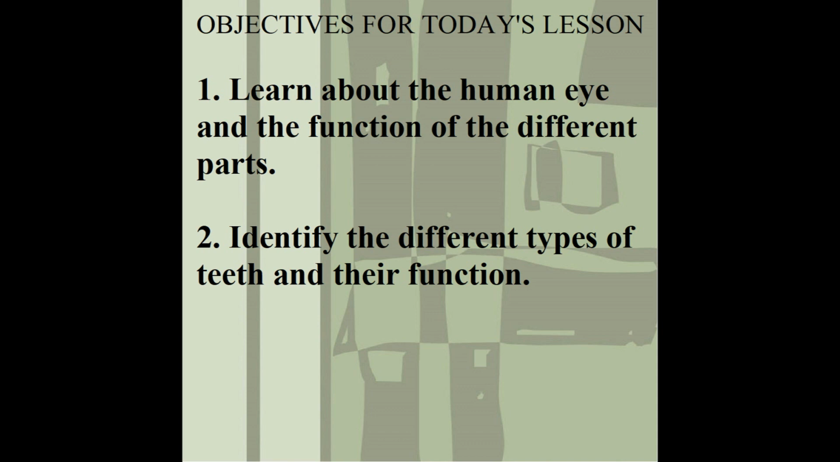And with no further delay, we have two objectives that we want to cover for today's lesson. One, you're going to learn about the human eye and the function of the different parts. Two, you're going to identify the different types of teeth and their function.